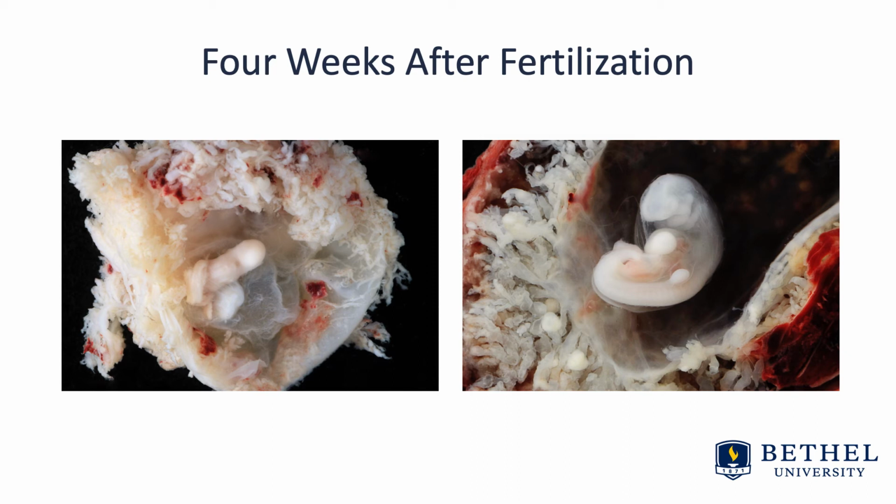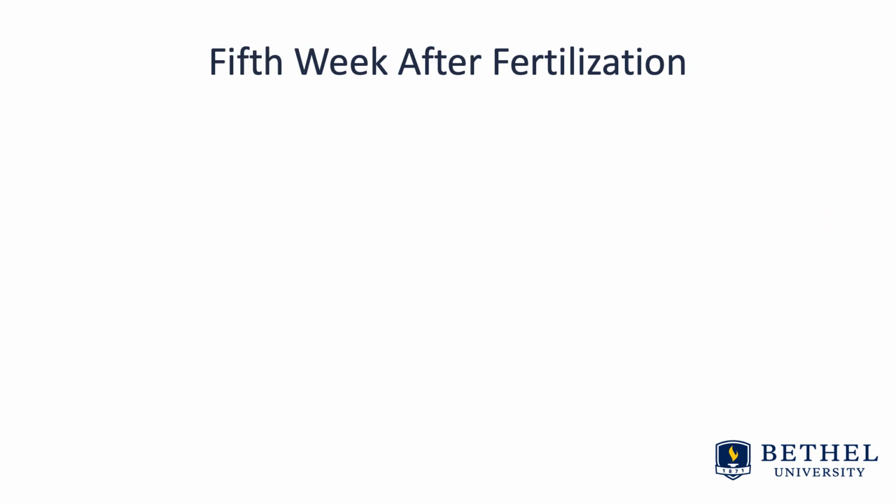And then when you look up on the head structure, you can see those branchial clefts and arches for brain development. And you can also see a limb bud that's starting to form. 5th week after fertilization, this is definitely another busy week in utero. Crown rump length would be 7 to 9 millimeters.